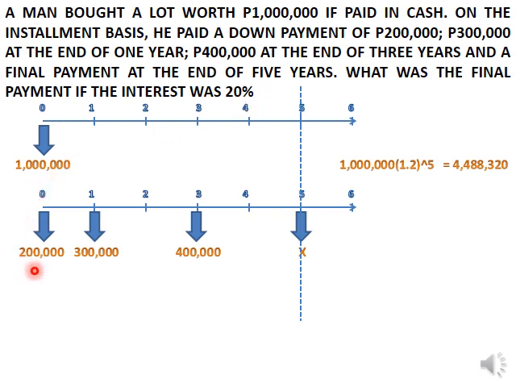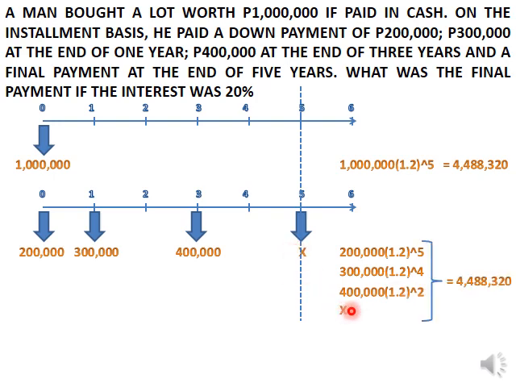Now let us consider the 200,000 pesos. If you pay me 200,000 pesos now, that 200,000 pesos after 5 years will be equal to this amount because I will invest that to my business at the rate of 20% per year. If you give me 300,000 pesos at the end of the first year, that amount after 5 years will become this amount because I will invest that at 20%. That is 4 years. And if you pay 400,000 at the end of the third year, I still have 2 years for that money to compound. And that will be the amount of money at the end of the fifth year. And your final payment is X.